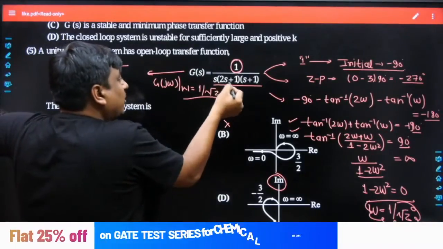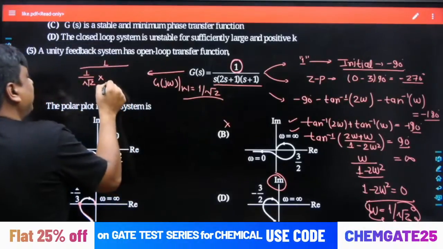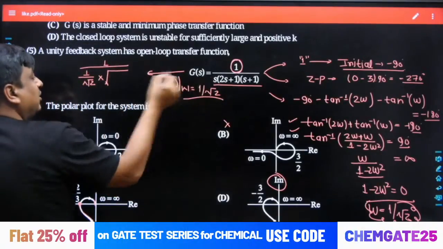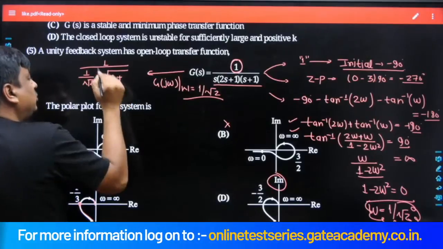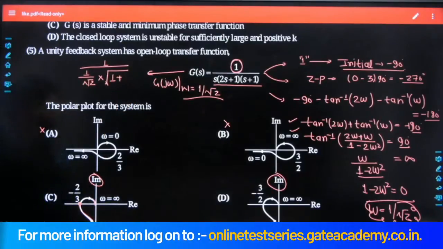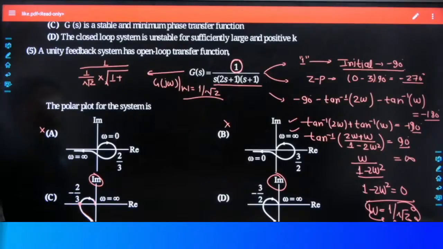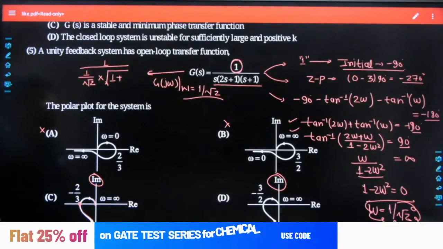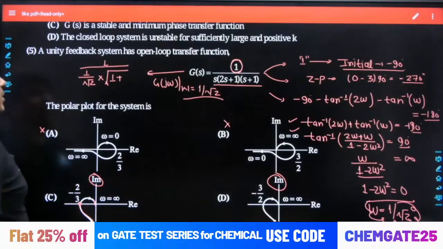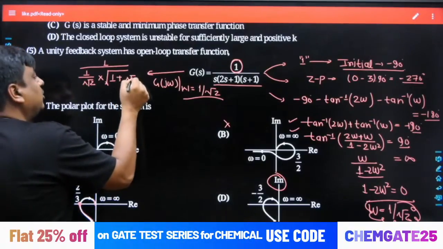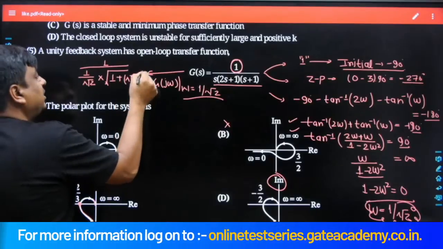And similarly, if we talk about the magnitude of this, what is going to be the magnitude? It's simply going to be 1 raised to the power of 2. 2S, where S is j omega, and omega is 1 upon root 2. So simply how much is it going to be? It's omega into root 2, simply root 2, raised to the power of 2.